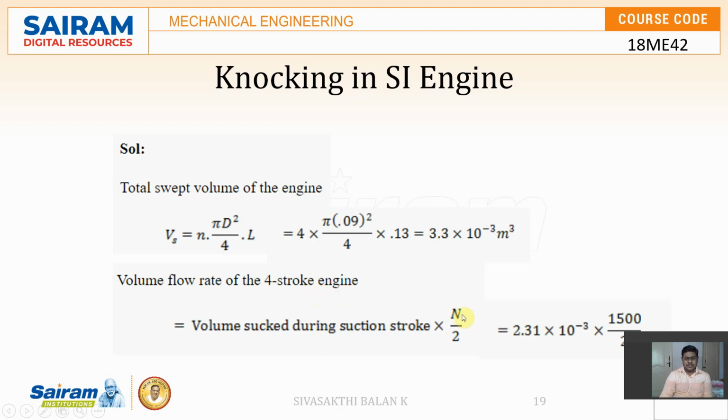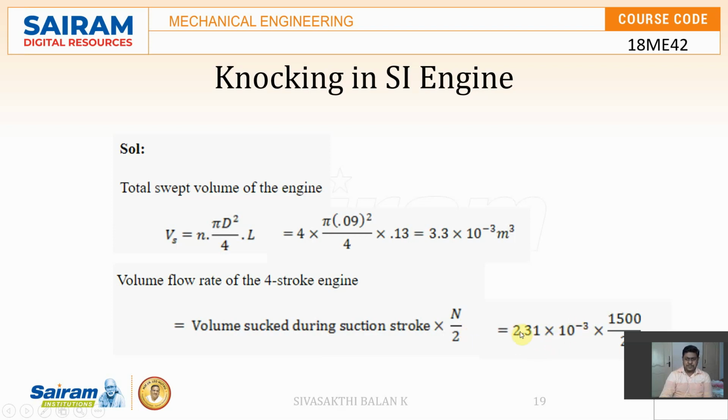And we know that it's a four-stroke engine, and for a four-stroke engine every alternate cycle the volume is sucked inside, or air charge is sucked inside the cylinder, so the total number of revolutions of the crank is divided by 2, so that every alternate rotation of the crank, volume or air is sucked inside the cylinder. That is the reason we are multiplying the volume of air sucked inside the cylinder by the number of revolutions divided by 2.